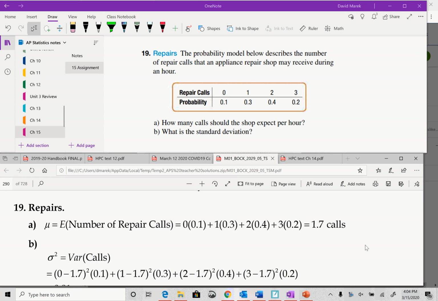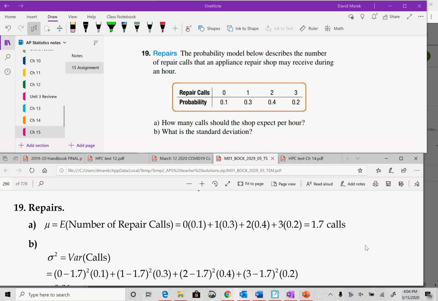Okay, let's move on to number 19. Again, they give us the probability model here for the number of repair calls they could receive during an hour and the probability of it. So how many calls should they expect per hour? Again, those are very, very similar to the ones from earlier.